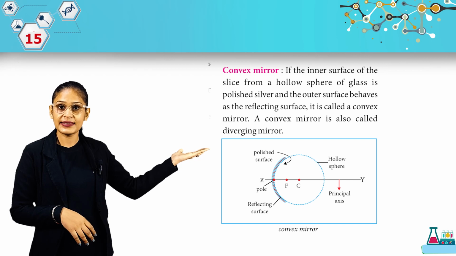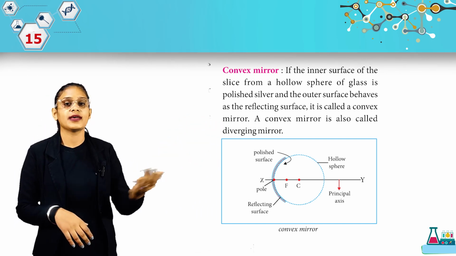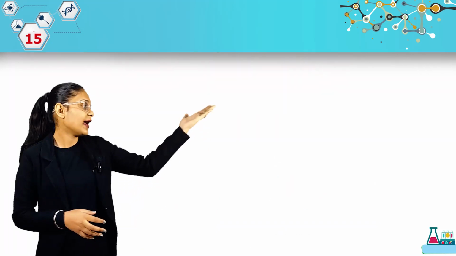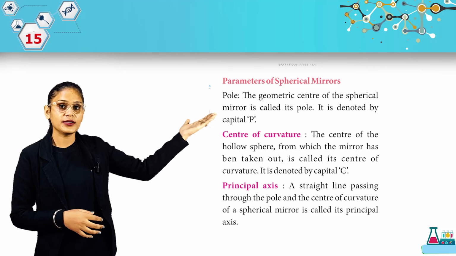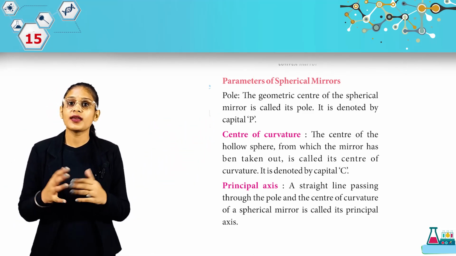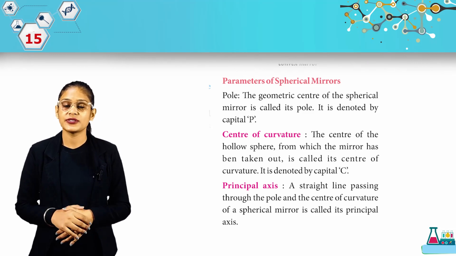Here it is: reflecting surface, then pole, then polished surface, then hollow sphere and principal axis. Now, parameters of spherical mirrors. Here we have parameters of spherical mirrors. First, pole. The geometric center of the spherical mirror is called its pole. It is denoted by capital P.